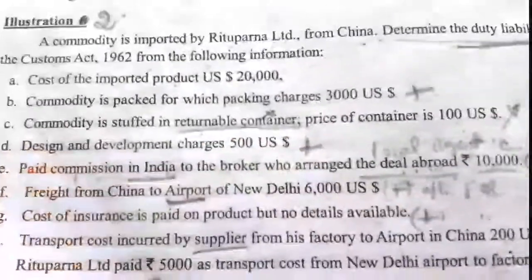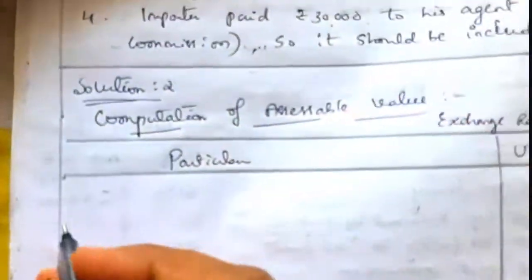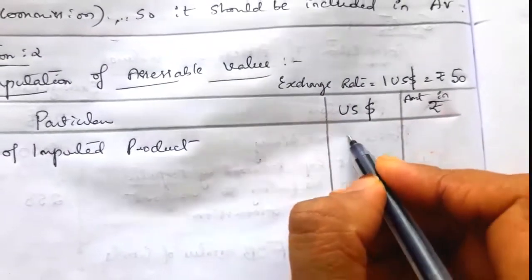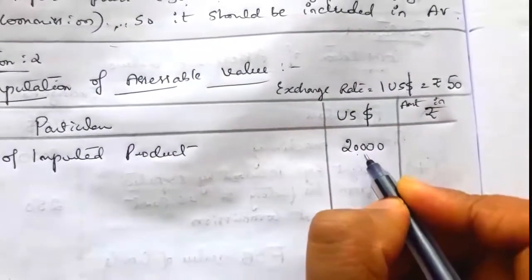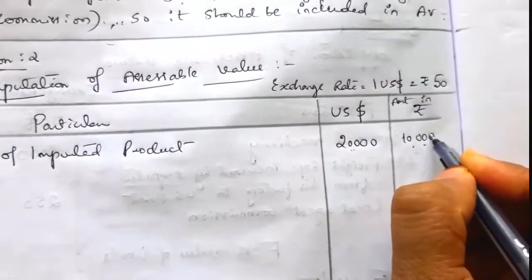So as per format, firstly we have to take the price of the goods. Here they have given the cost of imported product. So write cost of imported product. What is the cost of imported product here? That is US dollar 20,000. So it is given in dollars. Write here 20,000. Now we have to multiply 20,000 into 50, so that is equal to 10 lakh.